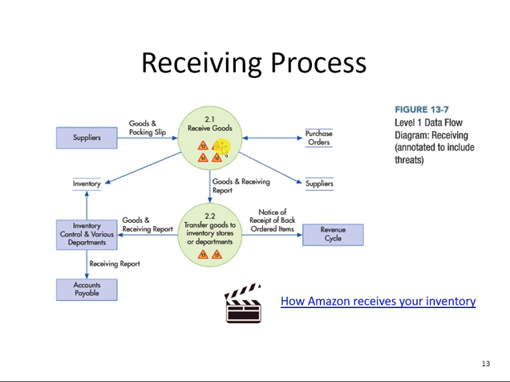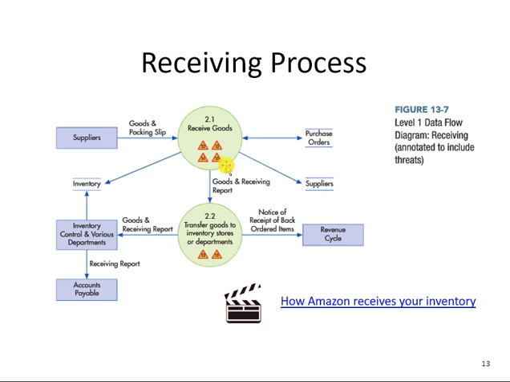So the receiving clerk is going to document everything on a receiving report. The receiving report is going to record all the information about the delivery: item, date received, shipper, supplier, the quantity, and the condition. If everything's fine, the receiving department is going to update the inventory database and send the goods and receiving report to the warehouse or the department.